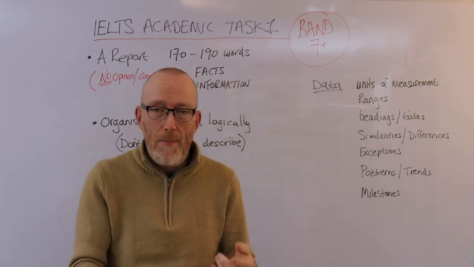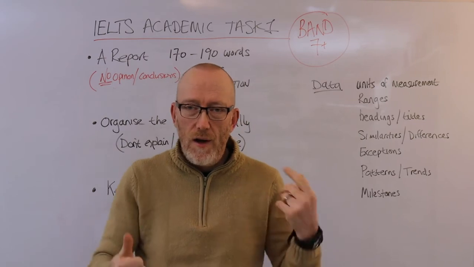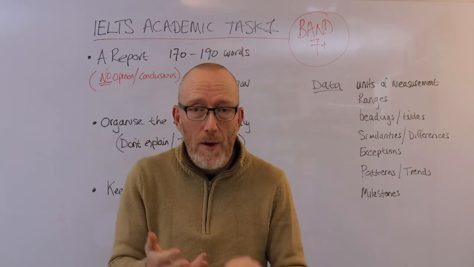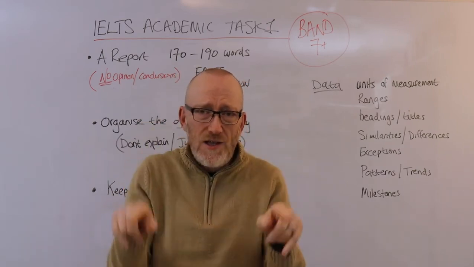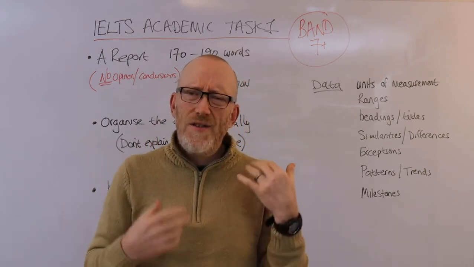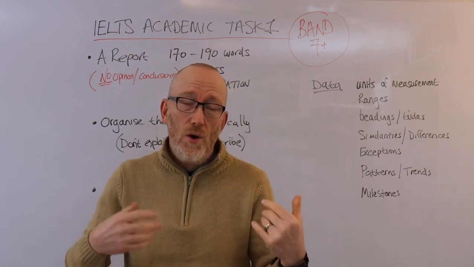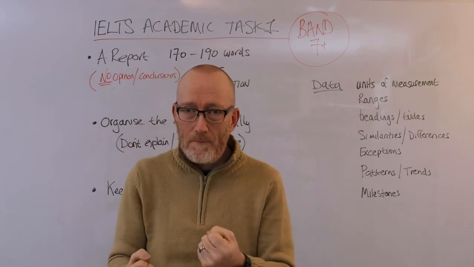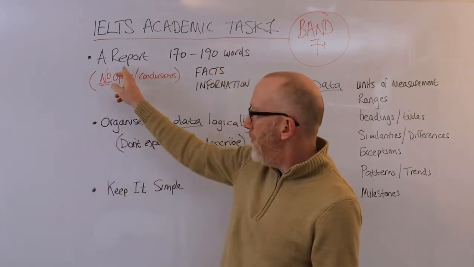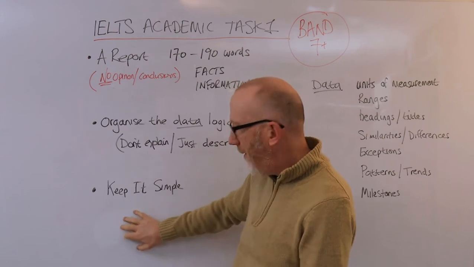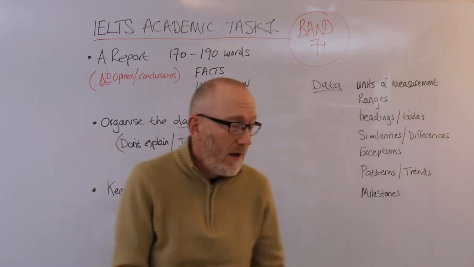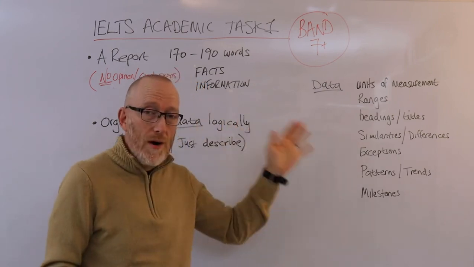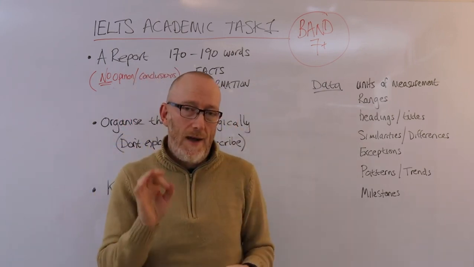It's important to remember that the data that you're given could be a line chart, a bar chart, a pie chart, a map, a flow chart. It could be a data chart, like a spreadsheet. So the data could be given to you in many, many different forms. Your job is to report the data, keep it simple, organise it logically, and these are the kind of things that you want to be looking for to help you organise the data and identify key points.